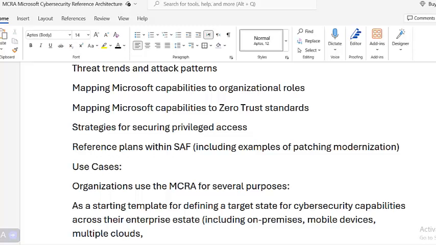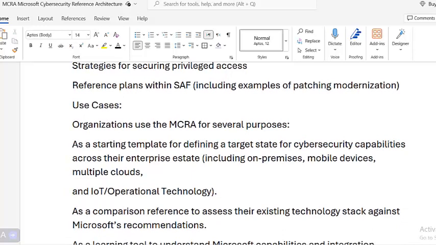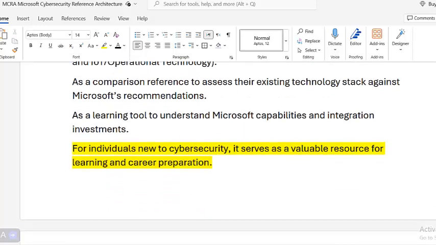Organizations use the MCRA for several purposes. As a starting template for defining a target state for cybersecurity capabilities across their enterprise estate, including on-premises, mobile devices, multiple clouds, and IoT operational technology. As a comparison reference to assess their existing technology stack against Microsoft's recommendations. As a learning tool to understand Microsoft capabilities and integration investments. For individuals new to cybersecurity, it serves as a valuable resource for learning and career preparation. So note that.